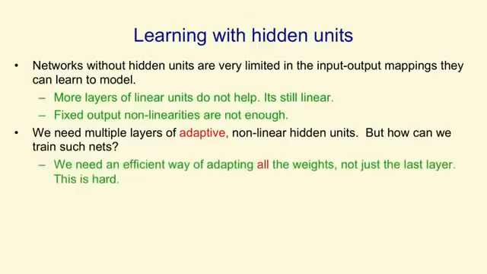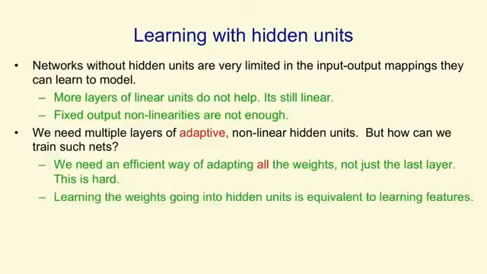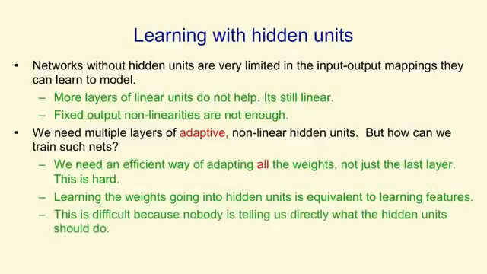We need a way to adapt all the weights, not just the last layer like in a perceptron. And that's hard. In particular, learning the weights going into the hidden units is equivalent to learning features. And that's a hard thing to do because nobody's telling us directly what the hidden units should be doing, when they should be active and when they should not be active. And the real problem is, how do we figure out how to learn those weights going into hidden units so that the hidden units turn into the kinds of feature detectors we need for solving a problem when nobody is telling us what the feature detectors should be?